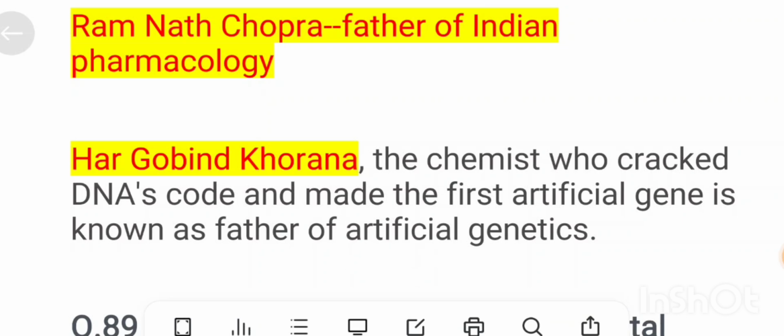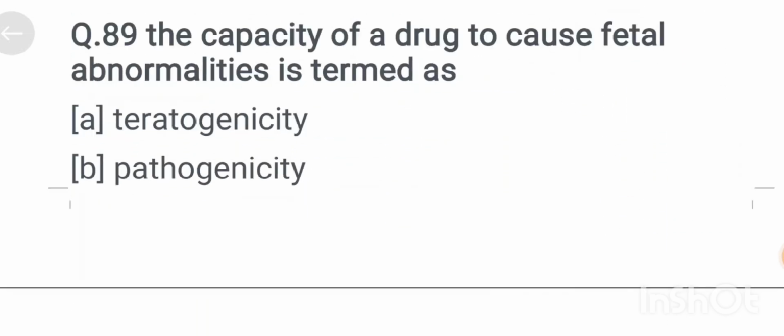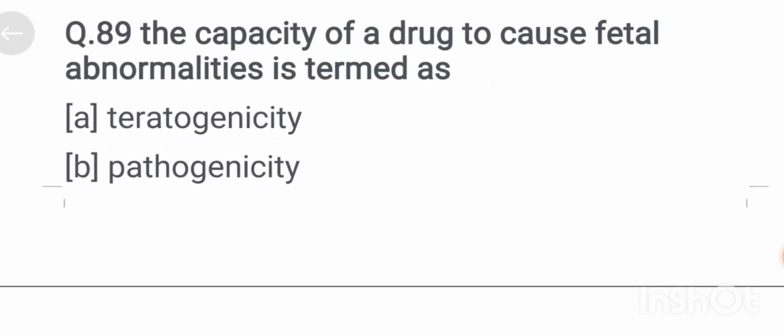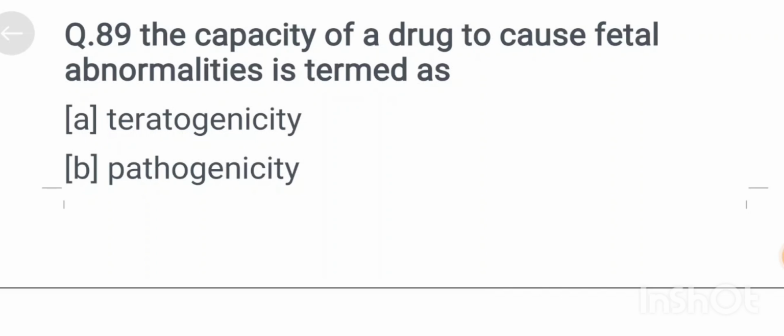Next question is, the capacity of a drug to cause fetal abnormality is termed as option A, teratogenicity, option B, pathogenicity, option C, carcinogenicity, option D, mutagenicity. Correct answer is option A, teratogenicity.